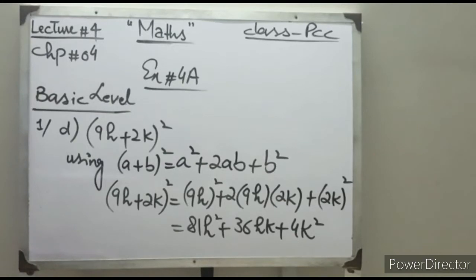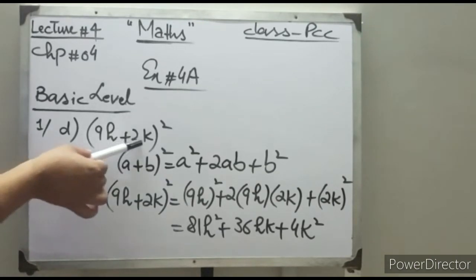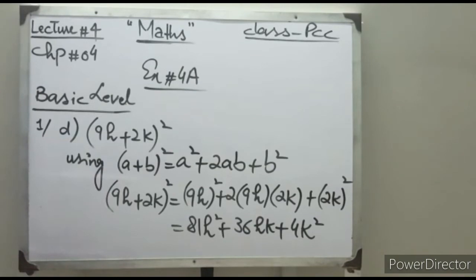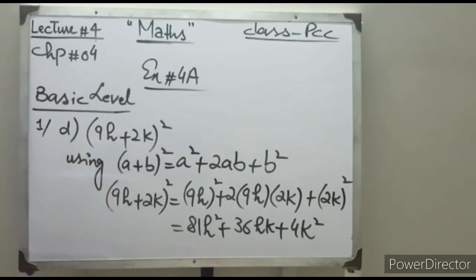Now students, see one more question. Part d of question number 1. (9h + 2k)². Once again we use the first identity because there is a positive sign between these two terms. So we will use the first identity, which is (a + b)² = a² + 2ab + b².